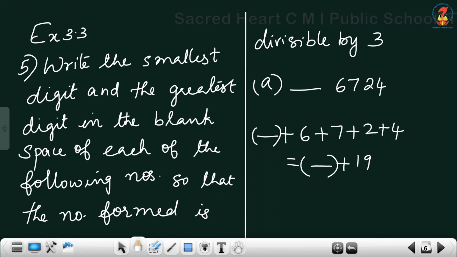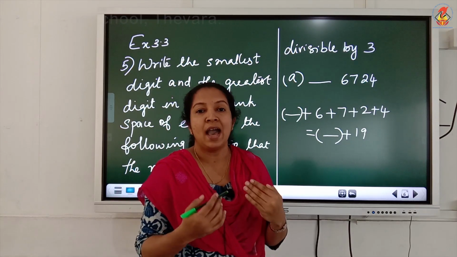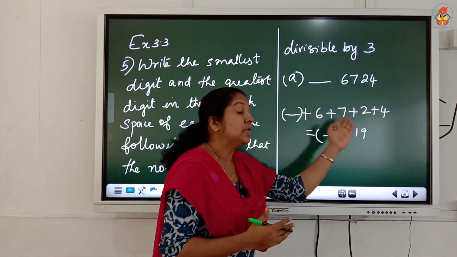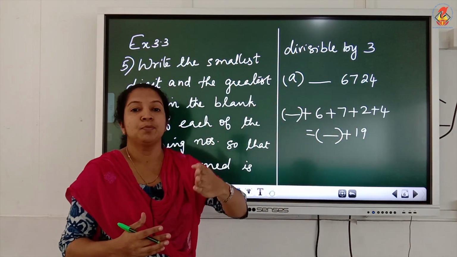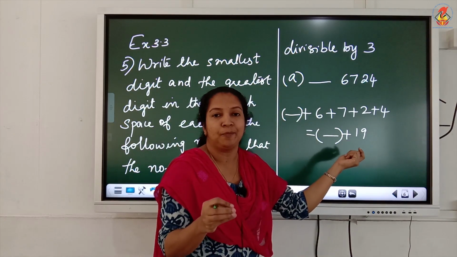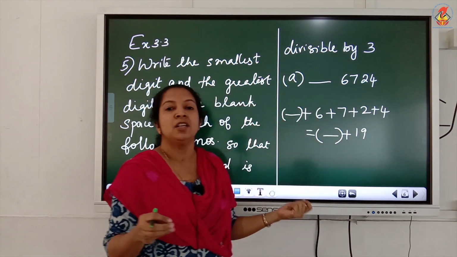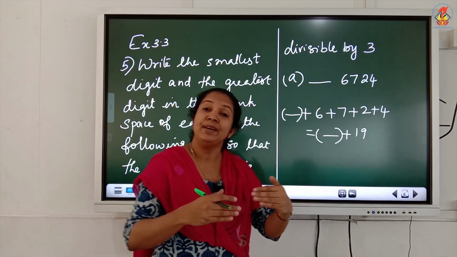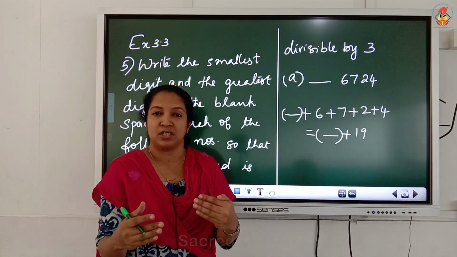So, which digit? You have to get the greatest digit and the smallest digit. Clearly, 19 is not a multiple of 3. So, what you have to check is the number which we have to add here to make this 19 a multiple of 3, or to get a number which is a multiple of 3. How can you make this 19 a multiple of 3? You have to add some number here. You have to identify the smallest digit and the greatest digit.